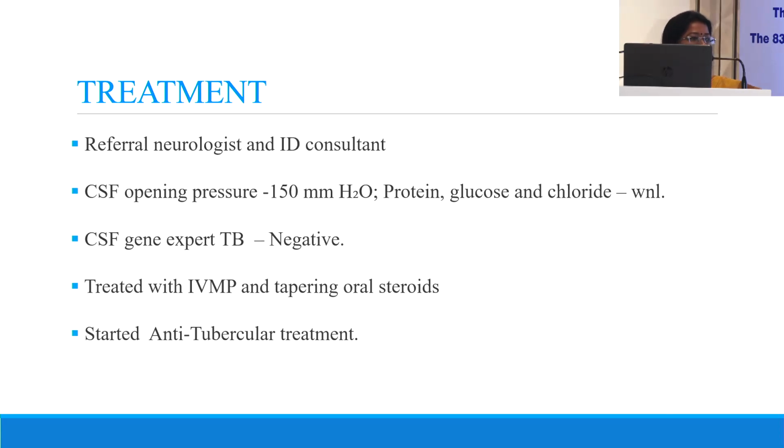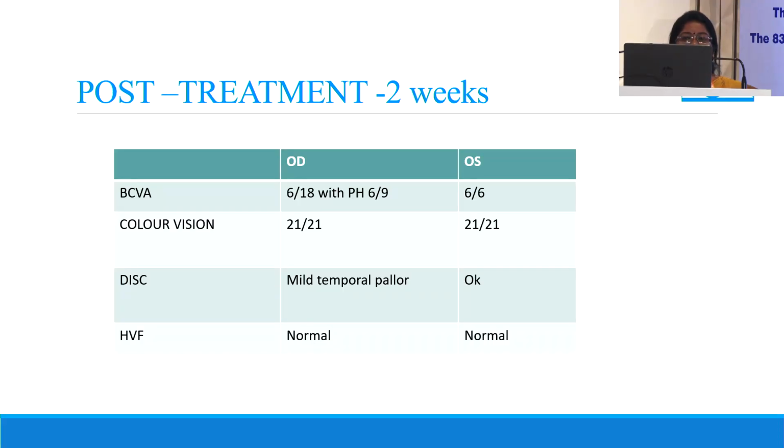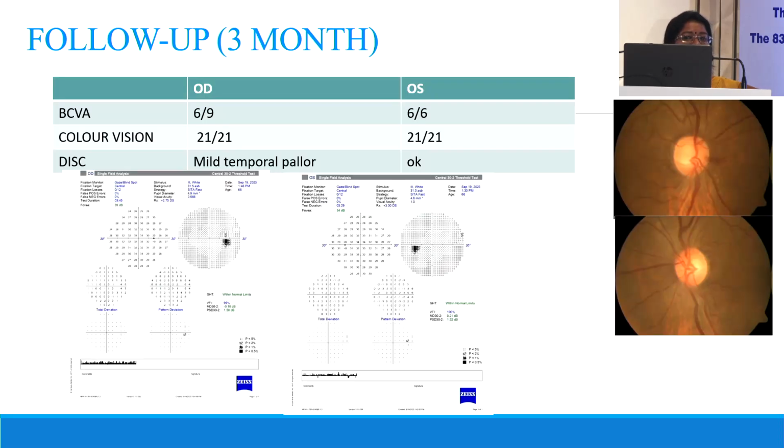So we don't have a choice. When we have these two positive in a 60+, and I'm going to keep her, if she's going to come back with a relapse, I don't have a choice, I have to escalate my immunosuppression for her. So post-treatment, she did recover from counting fingers to almost 6/18 by 2 weeks, and she recovered by 3 months to 6/9, and she's still on antituberculous treatment.